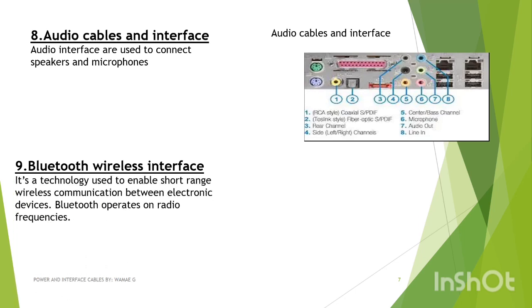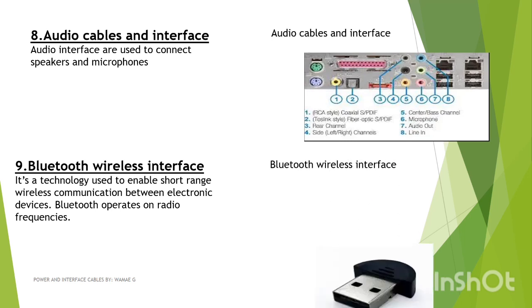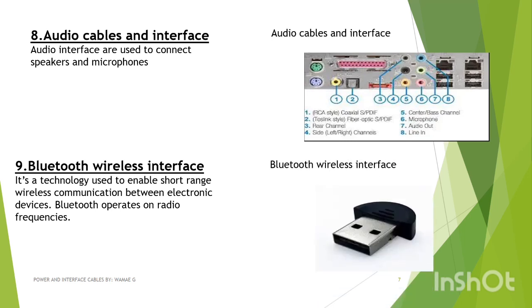Let's go to number 9, Bluetooth wireless interface. It's a technology used to enable short-range wireless communication between electronic devices. Bluetooth operates on radio frequencies. That's the Bluetooth wireless interface you can see there.